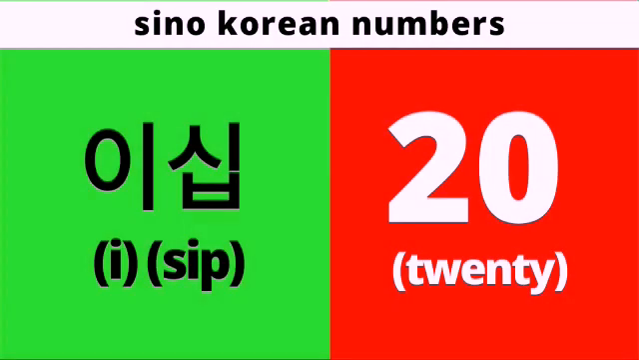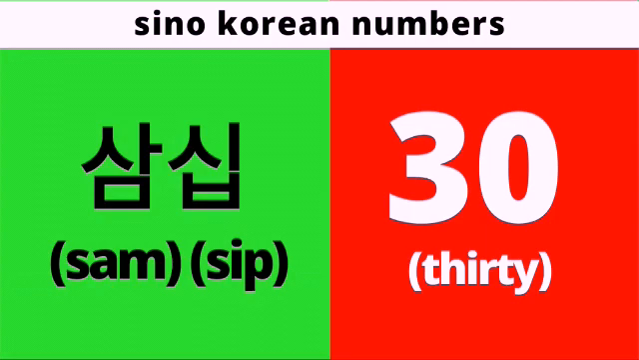Next is number 20. The Sino-Korean translation of this is i ship. I means 2 and ship is 10, so that would be the same as saying 2 sets of 10, and that is equal to 20. So i ship is the Sino-Korean version of 20.